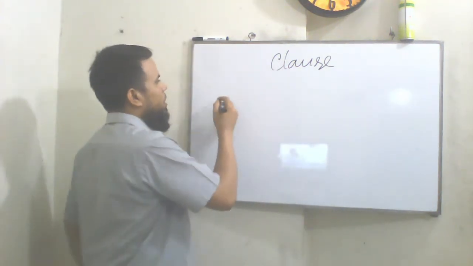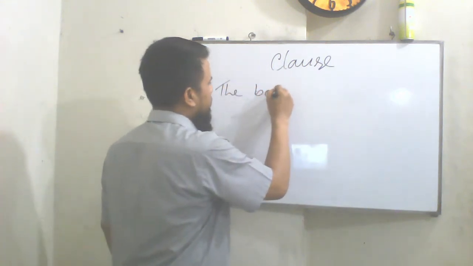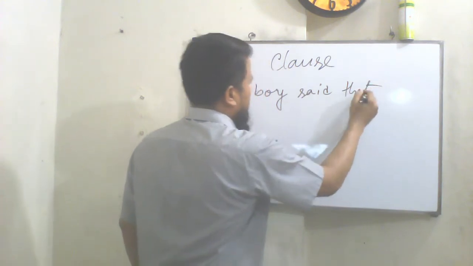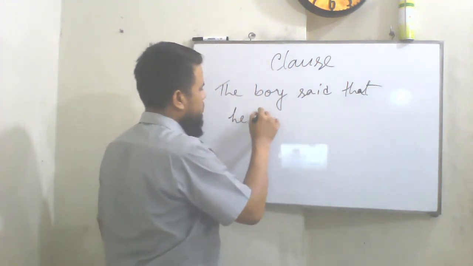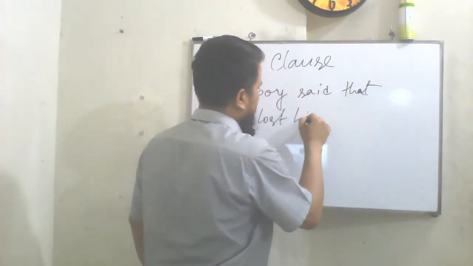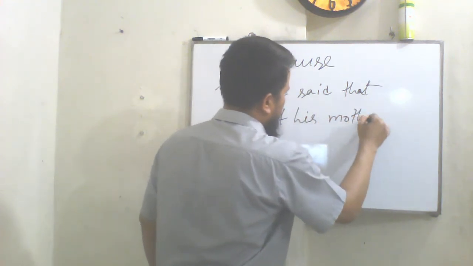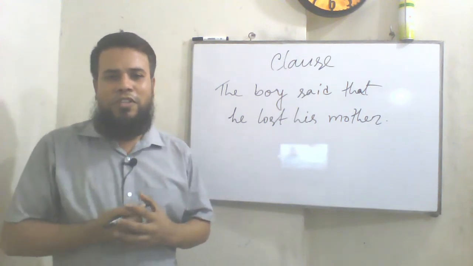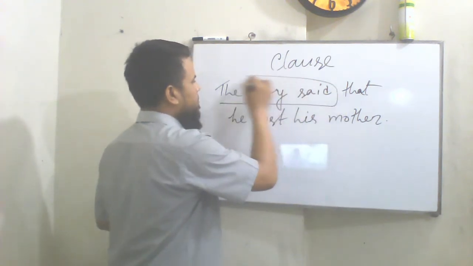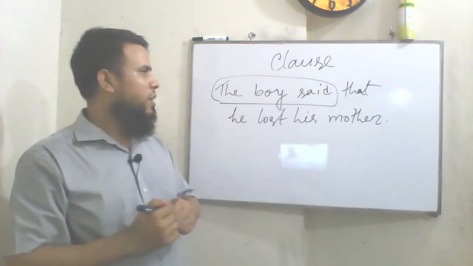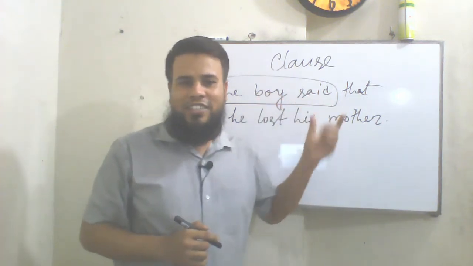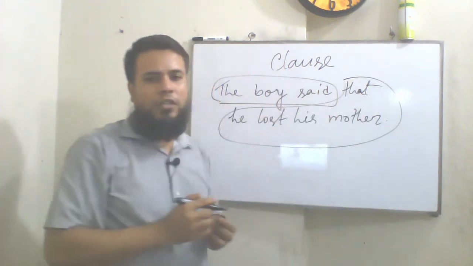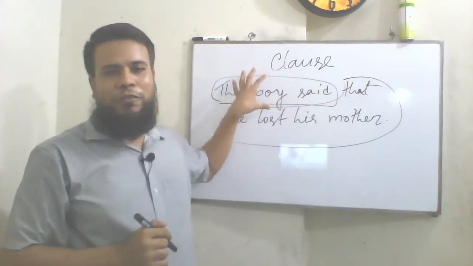example. For example, the boy said that he lost his mother. The boy said that he lost his mother. This part is principal, or this part doesn't depend on others, and this part from "that" to "mother" depends on the first part.